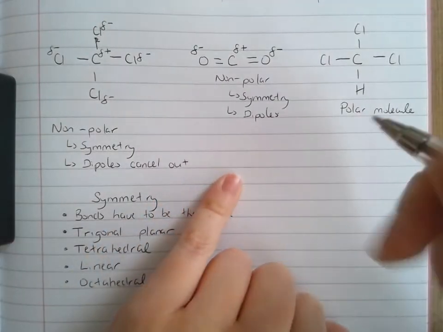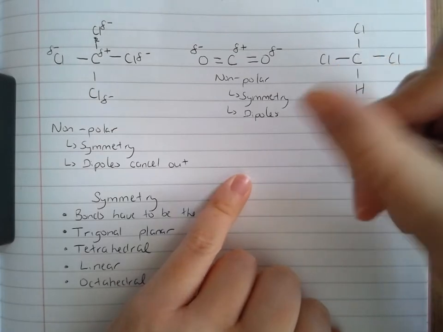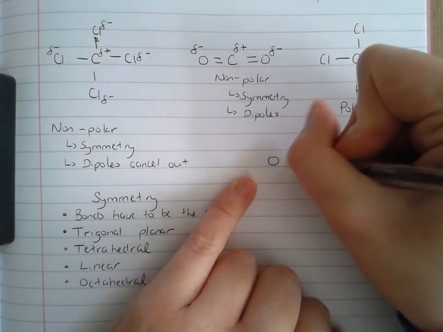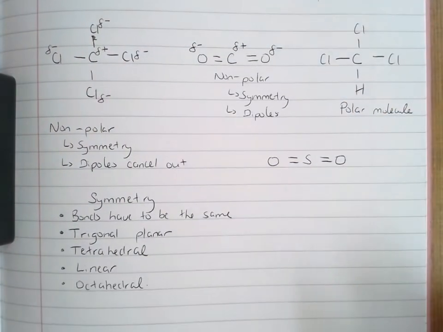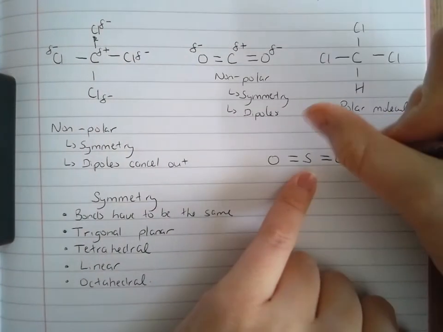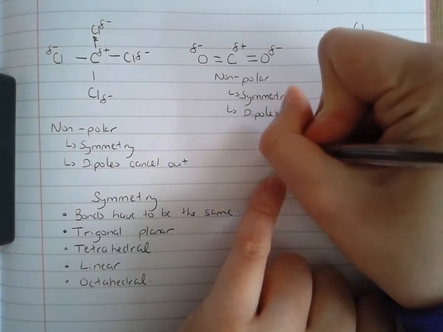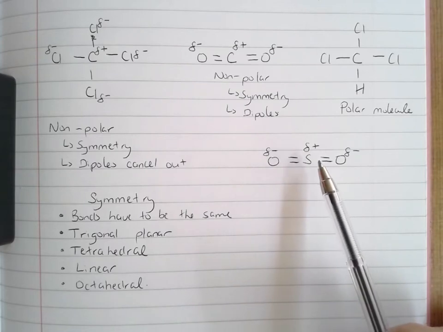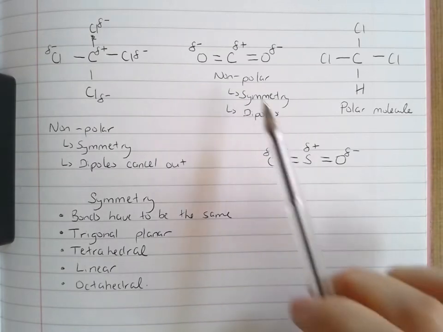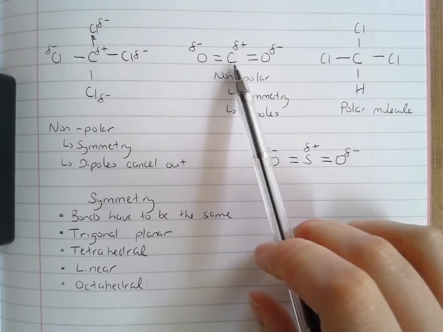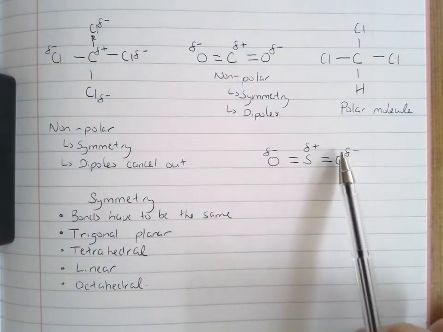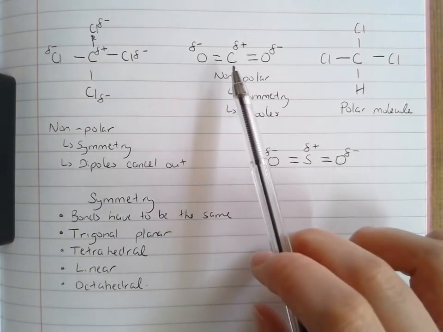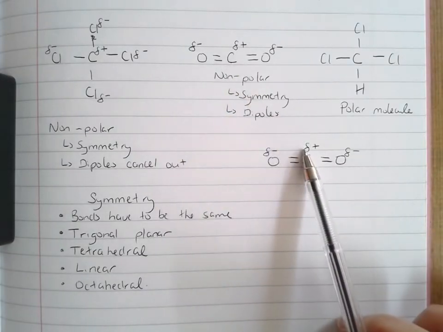If I looked at another example, if I drew this, SO2, oxygen is more electronegative than sulfur, so I've got delta negative and I've got delta positive. At first glance, this looks exactly the same as what I had before. You would say you've got symmetry and that these dipoles are going to cancel out. But what shape is SO2? CO2 is linear. What shape is SO2?